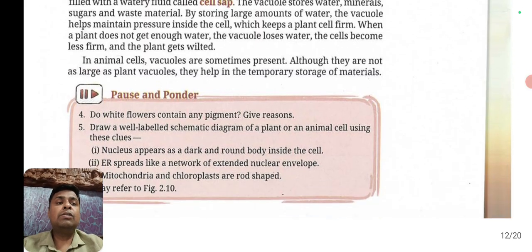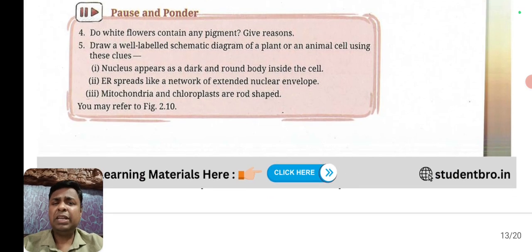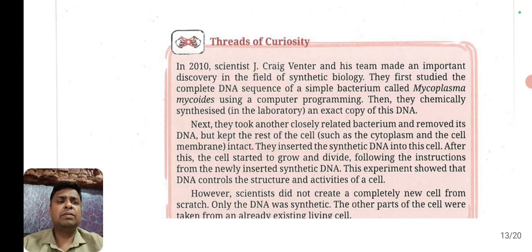In animal cells, vacuoles are present. They are not very large, they are small. No need to store much in animal cells.